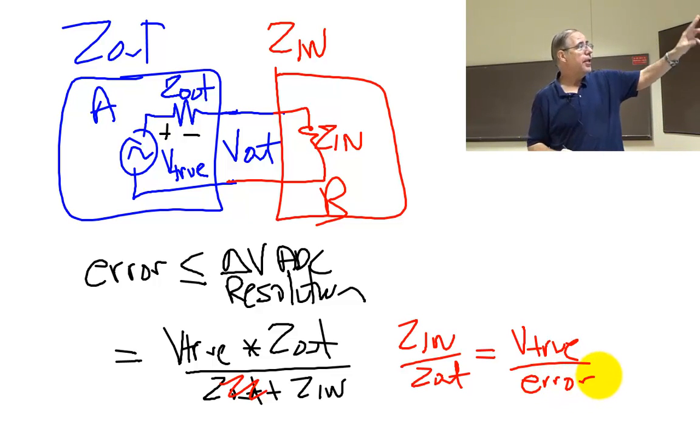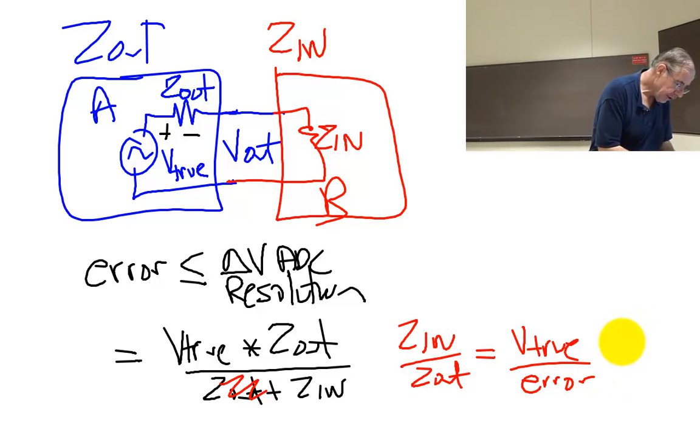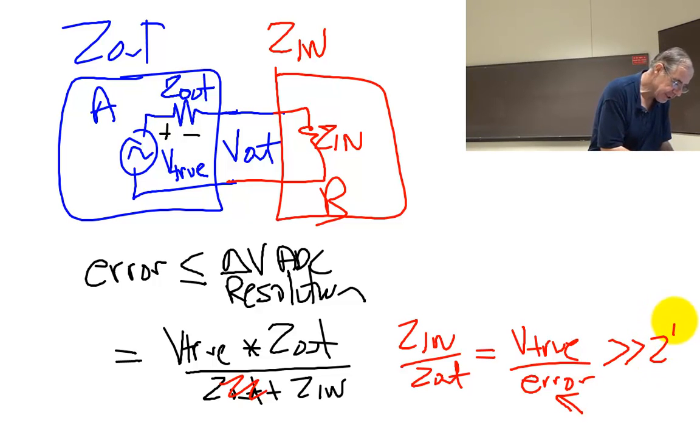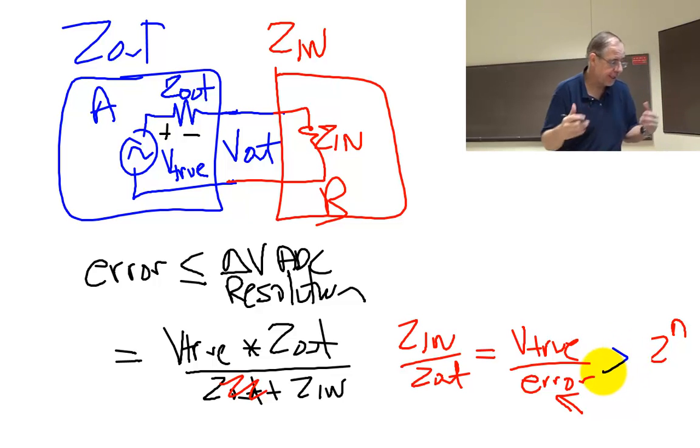And I want this error to be less than the resolution, so I'm going to make this ratio bigger. So if the error is less than the resolution, then this is bigger than the precision. Not much greater than, just greater than. So that's where that came from. That's why it's important.